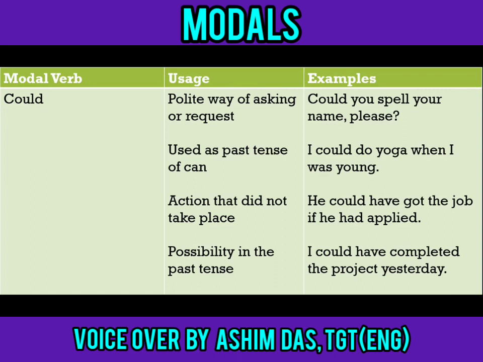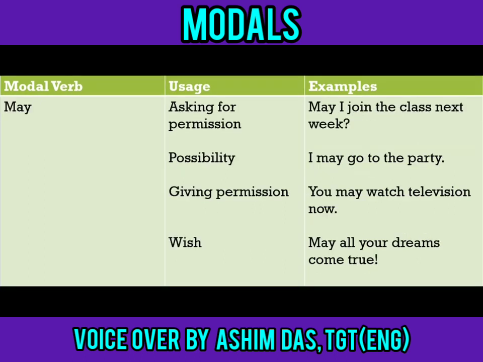Now, moving on to the next modal verb may. The main usage of this verb is to ask permission. Example, may I join the class next week? You can also use can and could for asking permission, but may is the most polite modal verb to use. The second usage is to indicate a strong possibility. Example, I may go to the party. The third usage of may is to give permission. Example, you may watch television now.